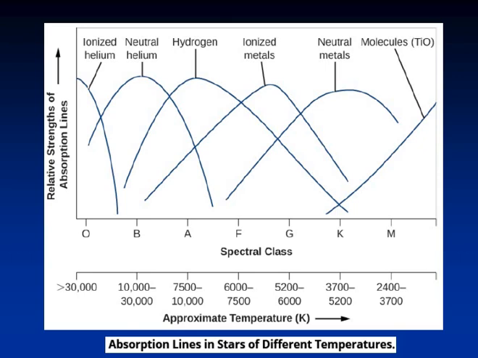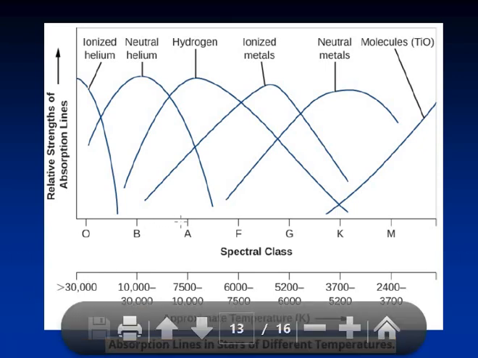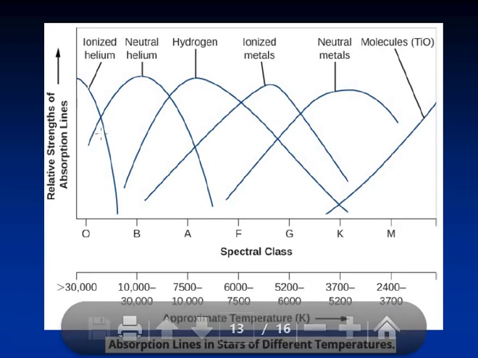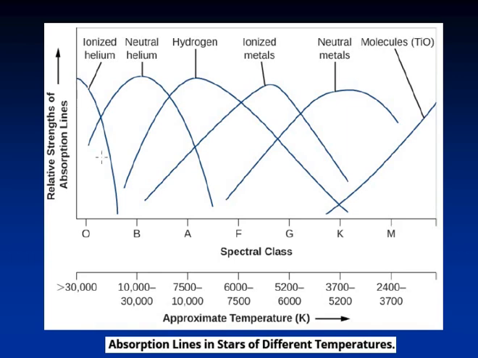Now, in the hottest O star, not A, having temperatures of around 28,000 Kelvin, only lines of ionized helium and highly ionized atoms of other elements are conspicuous.